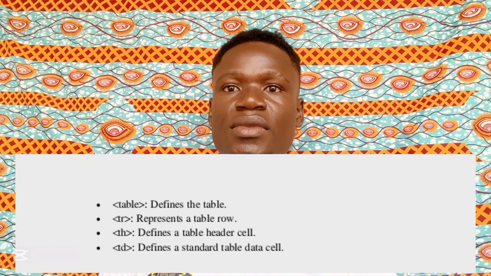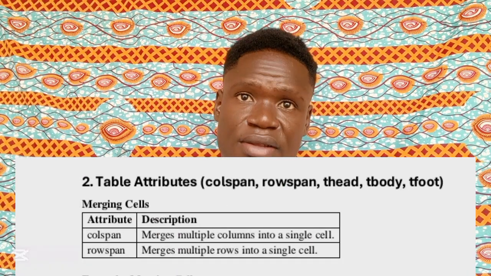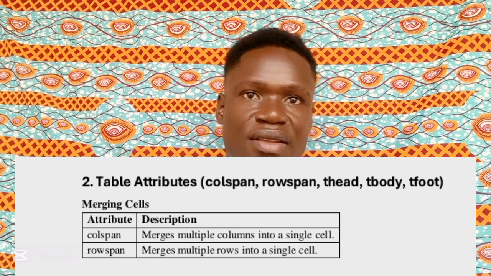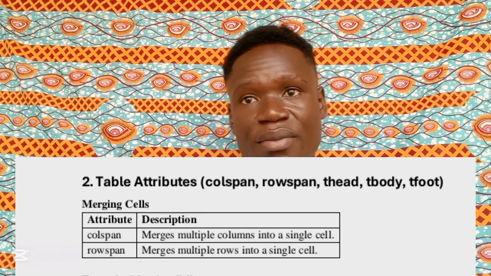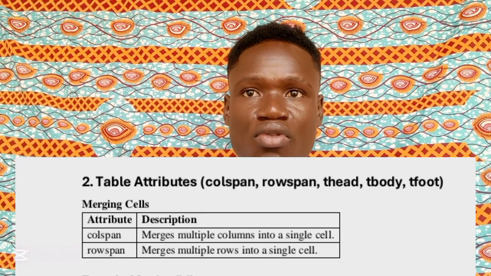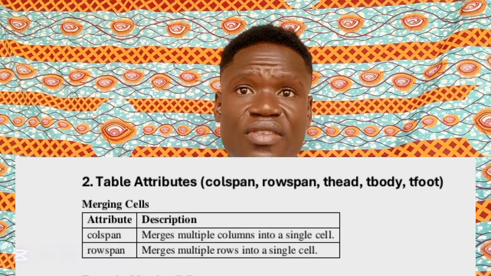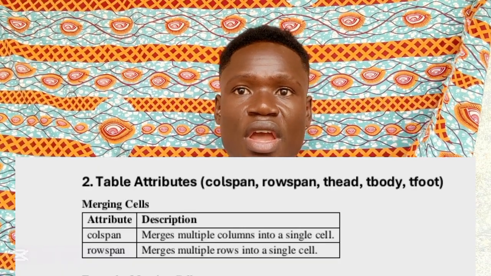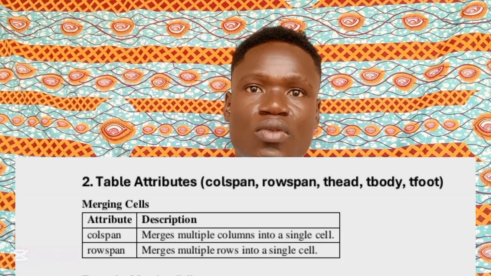So let's look at number 2, the table attributes: colspan, rowspan, the thead, the table head, the table body, and the table foot. So first we want to look at the merging cell. When you look at the colspan, what it does is that it merges multiple columns into a single cell. And the rowspan merges multiple rows into a single cell.